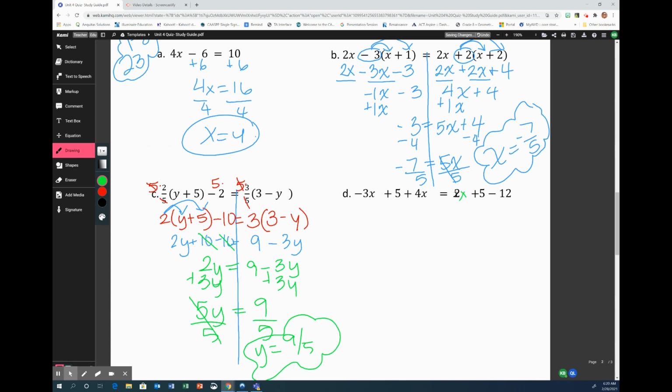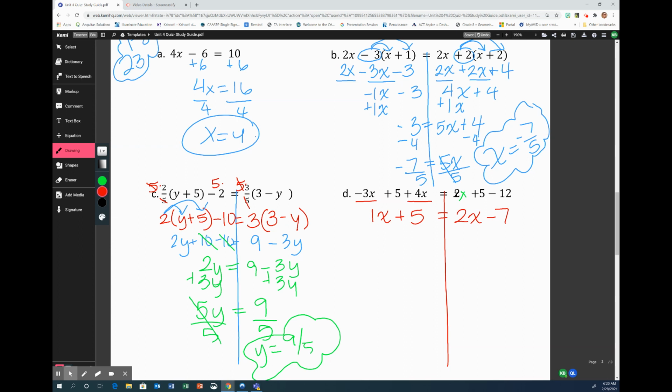Last one. No parentheses. So go to like terms. Negative 3x and 4x. 4x minus 3x would be 1x plus 5 equals 2x. 5 minus 12 is going to give me negative 7. Double, triple check your work. Negative 3x plus 4x is 1x. Okay, I think that's correct.